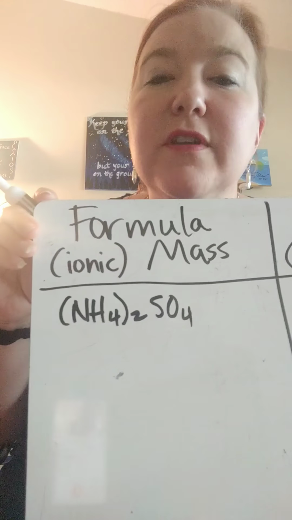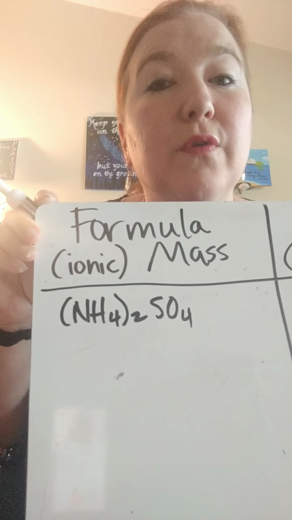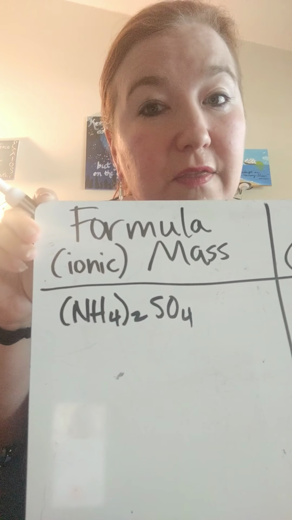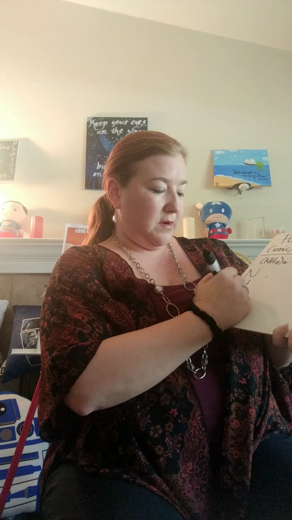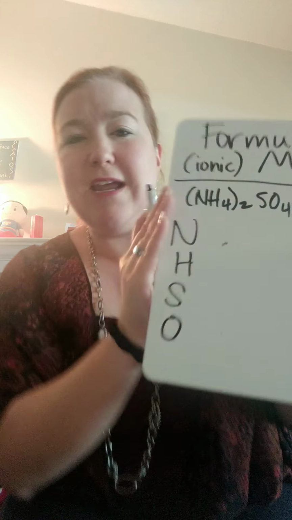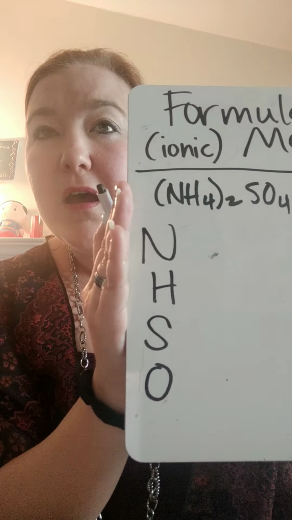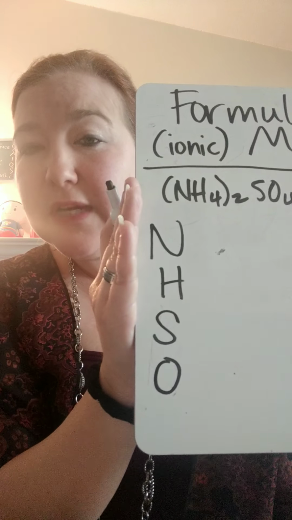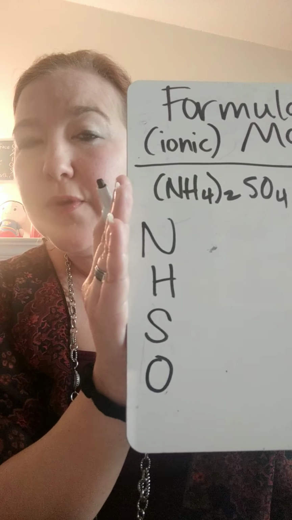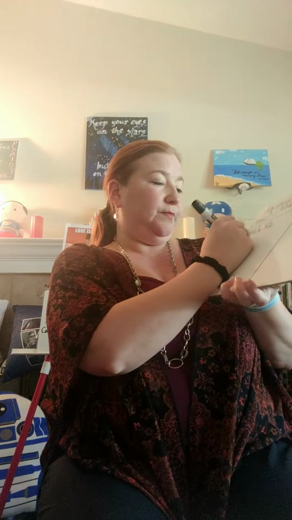Alright, so with this formula mass problem, I see N, H, S, and O. These are the elements that are involved in the compound. So I take them apart, each one, and then I'm going to add the atomic mass, not the number, from the periodic table. And I'm going to multiply it by the number of atoms present in my formula. I'm going to the tens place.